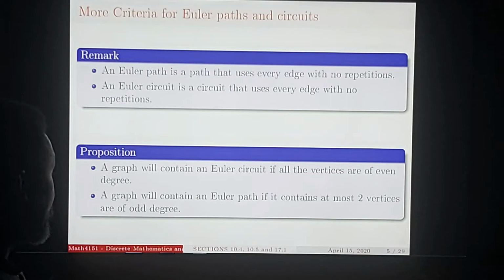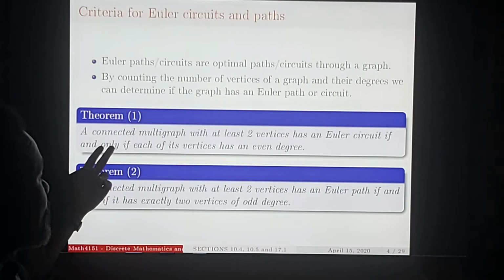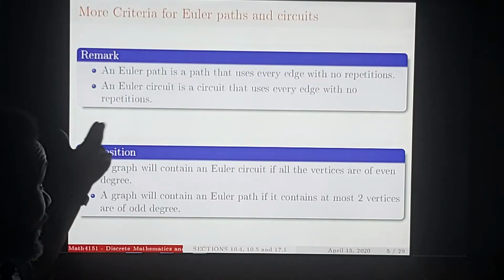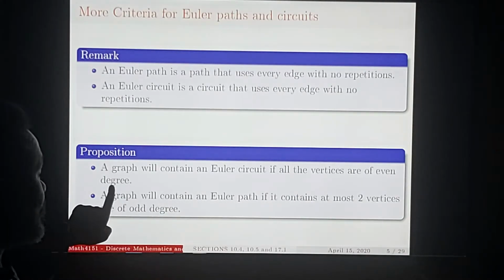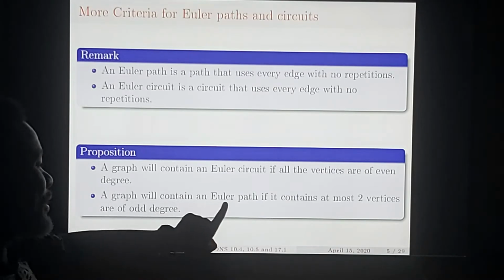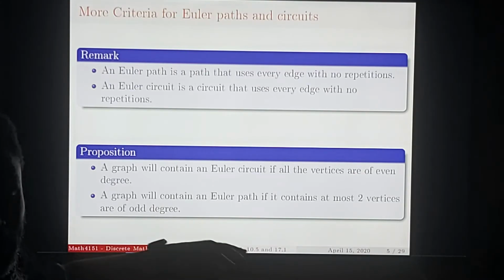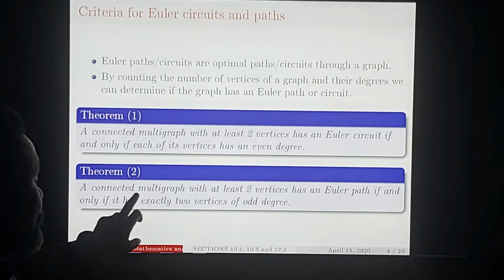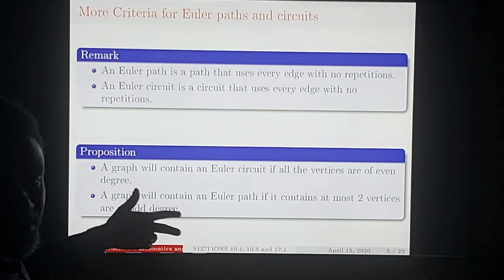Then a proposition: a graph will contain an Euler circuit if all the vertices are of even degree. You see here we've relaxed the result a little bit, because before we were saying "if and only if", but then it has to be a multigraph. If it is a simple graph, then we just say "if", not "only if". We just need all the vertices to be of even degree. And a graph will contain an Euler path if it contains at most two vertices of odd degree. Again, we've relaxed it. If you look at the theorem, it's for multigraphs and we have "only if". But here we just need "if", because now it applies to simple graphs.